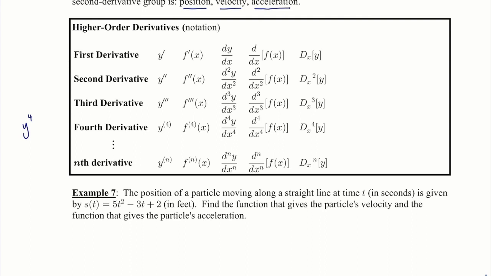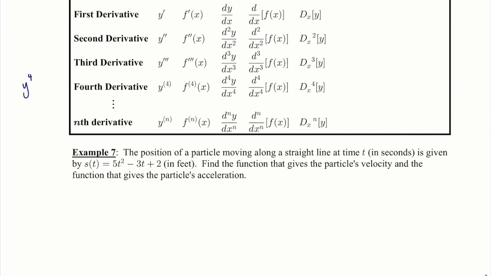So the denominator tells you which variable you're using for the independent variable each time. So again, this notation seems a little bit strange when we're just in functions of a single variable, but it gets much more useful to us when we're looking at functions of several variables.